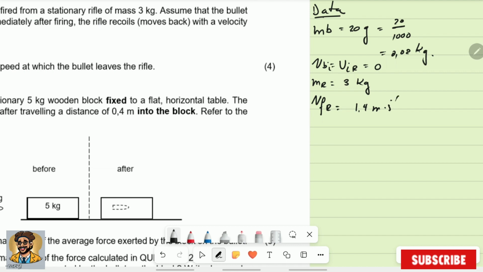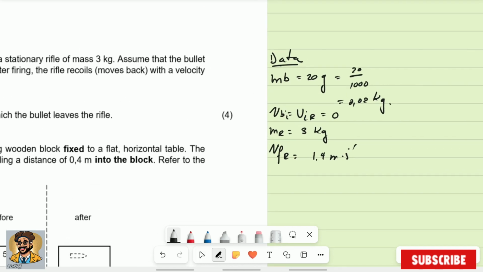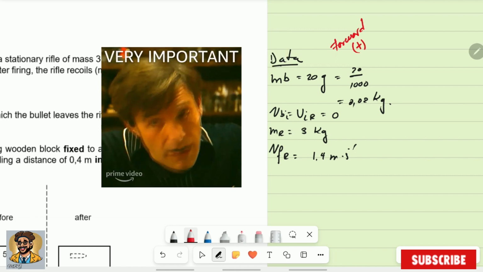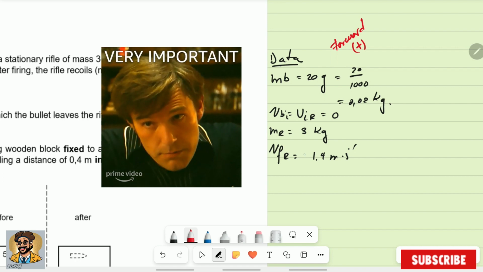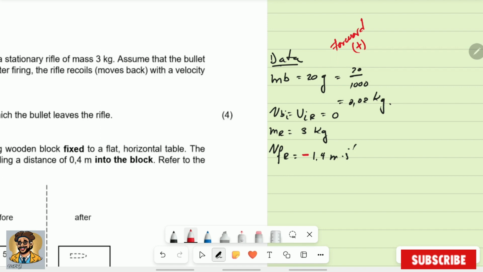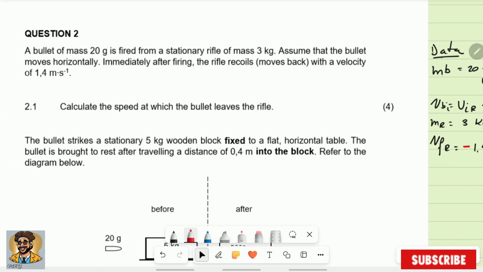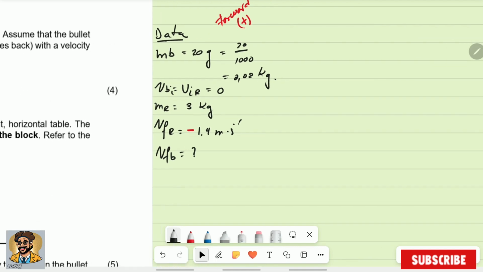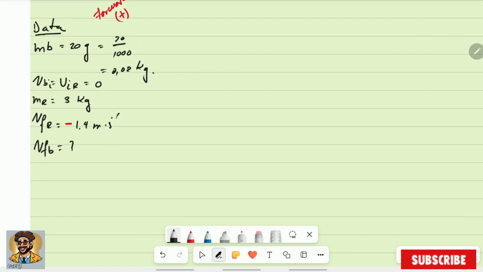Are you with me? So let's write in the data that forward is positive. It means that the final velocity of this rifle is negative because it is backward. Is this understood? They say calculate the speed at which the bullet leaves the rifle. In other words, it's the final velocity of the bullet.